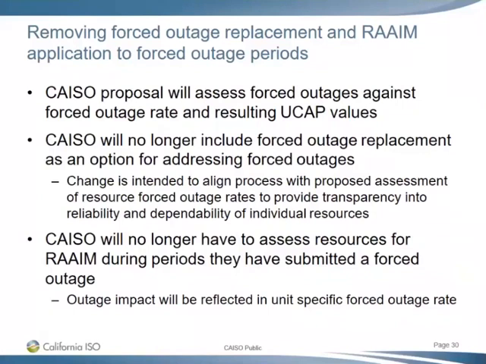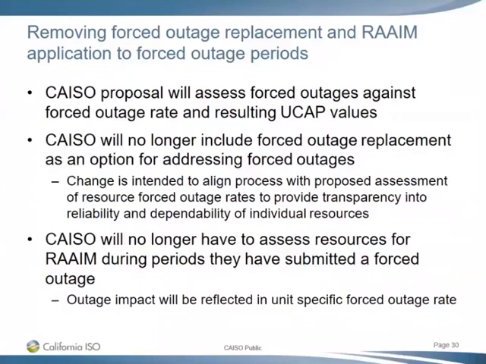Go ahead, Mark. Well, thanks, Chris. It's Mark Smith at Calvin. I got confused when I read this section. Are you then going to derate the future UCAP due to a forced outage and assess a current penalty? You're going to do both? No, that's not what we're doing. Let me just finish that last bullet, hopefully that answers you as well. We're not going to assess resources during RAIM, during periods that they've already submitted a forced outage. That way you wouldn't be getting a penalty on top of having your future UCAP dinged.